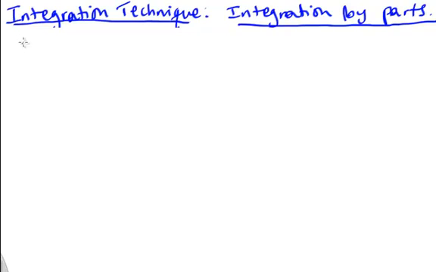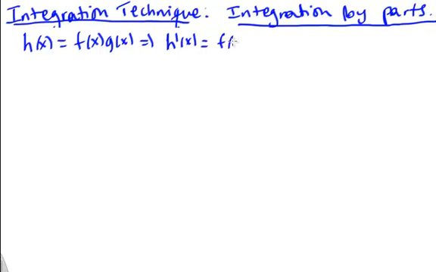Now I'm going to start with a function h of x, which is a product of two functions, f of x and g of x. If we differentiate this function, h prime of x gives us f of x times g prime of x plus g of x times f prime of x. You may have learned it in reverse order, but that doesn't matter because it's the same, it's addition. I did this on purpose, you'll see in a minute.